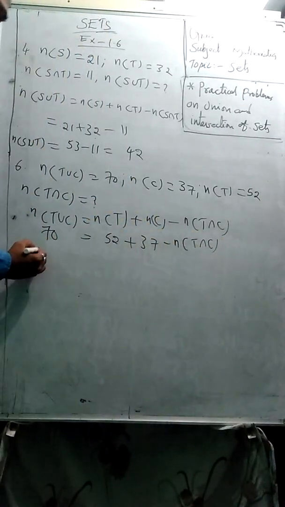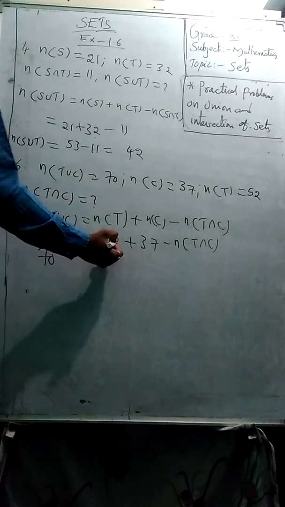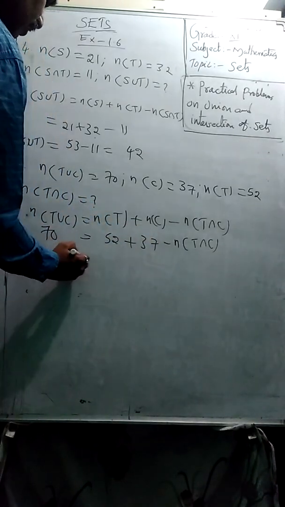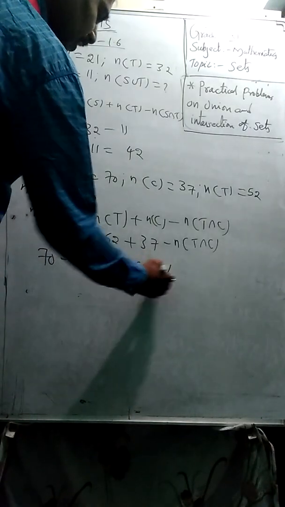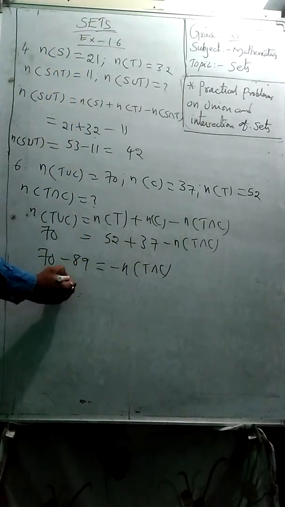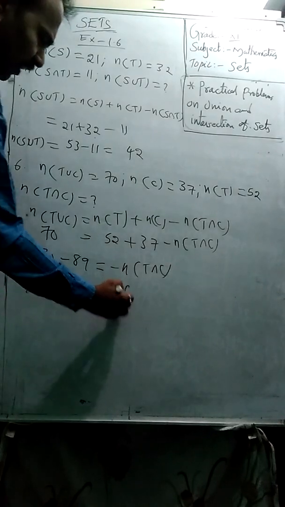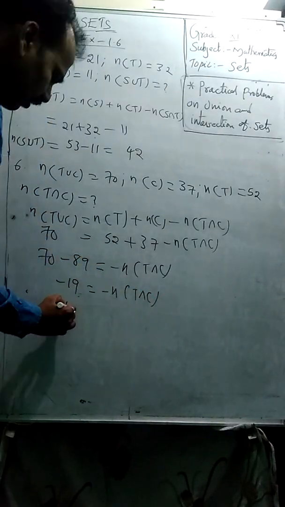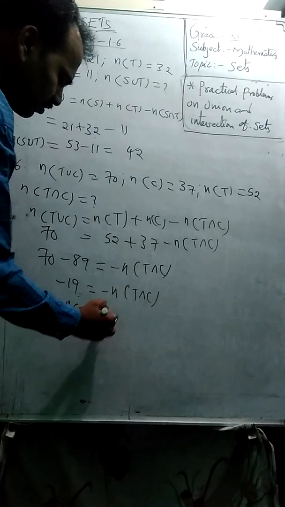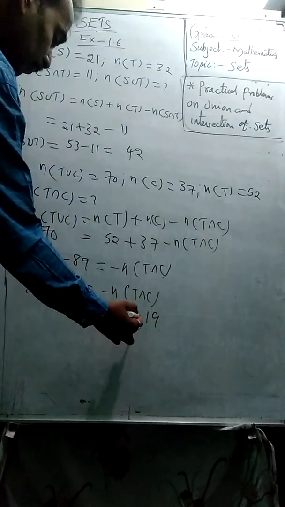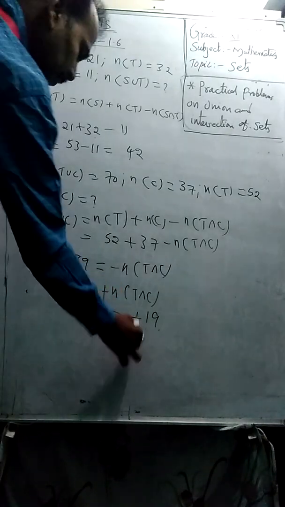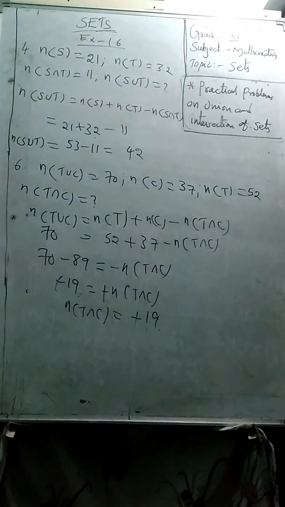If you solve, we will get 70 equals 89 minus N of T intersection C, so N of T intersection C we got is minus 19. So the final answer, if you observe, students, N of T intersection C is, if you subtract, minus 19, minus cancels, plus 19 we will get. This is the way to solve the problems which are given on this.